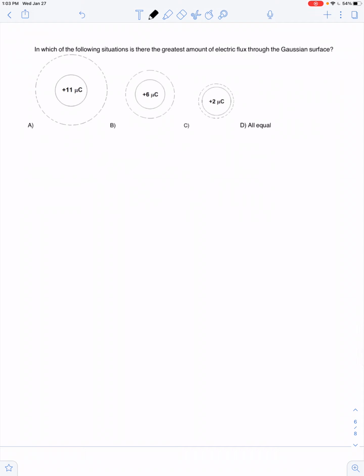In which of the following situations is there the greatest amount of electric flux through the Gaussian surface? Okay, so remember, it looks like in every case we've chosen a good shape for a Gaussian surface. The charges are all spherical, and our Gaussian surfaces are all spherical and concentric with the charge. But this might be tough to figure out.